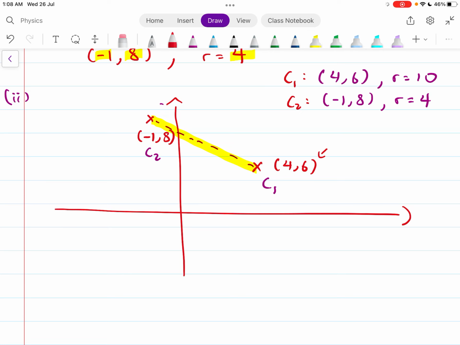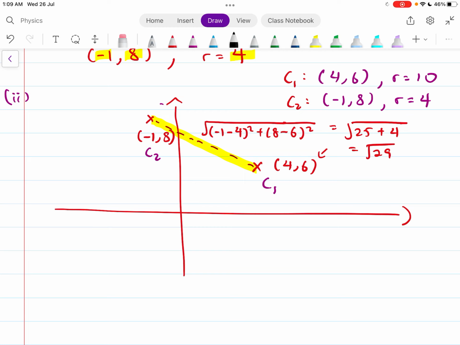So you use the length formula, right? (-1 minus 4) squared plus (8 minus 6) squared. This will give you 25 plus 4, which is equal to square root 29. After that, we know that the radius of C1 is roughly 10. Let's just say I draw, so this whole thing is 10.